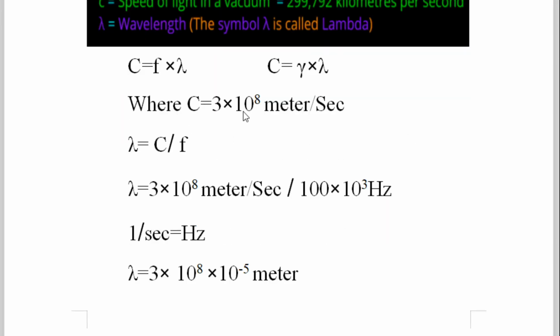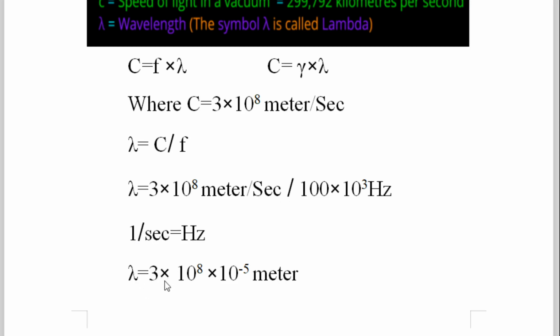So now where c is equal to 3 into 10 raised to 8 meter per second, therefore lambda is equal to c divided by f. Our lambda comes to 3 into 10 raised to 8 meter per second divided by 100 into 10 raised to plus 3 hertz. So 100 kilohertz will become 100 into 10 raised to plus 3 hertz. Here 1 by second is hertz, so this hertz will get cancelled.